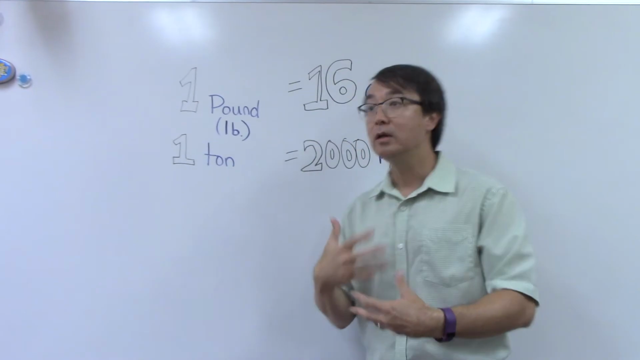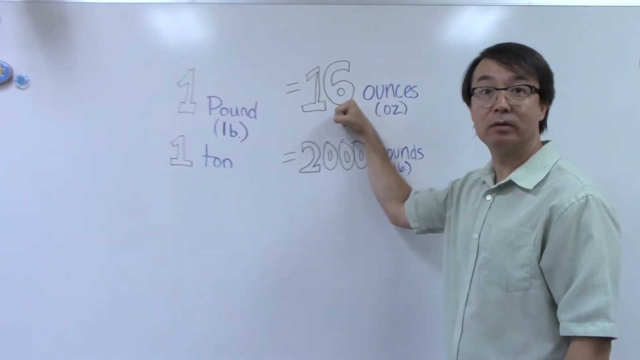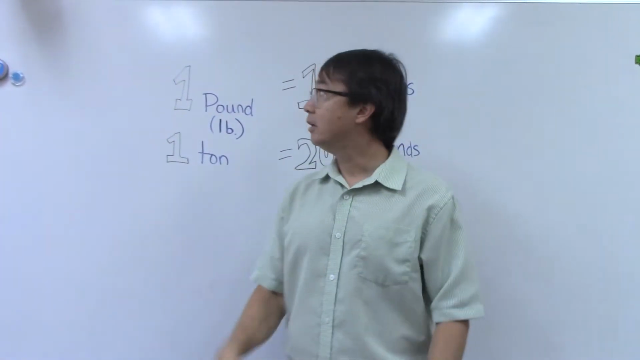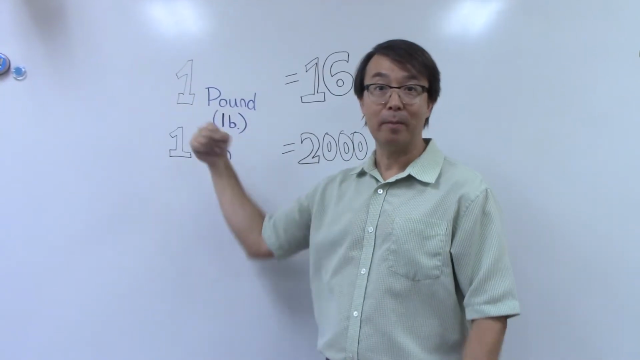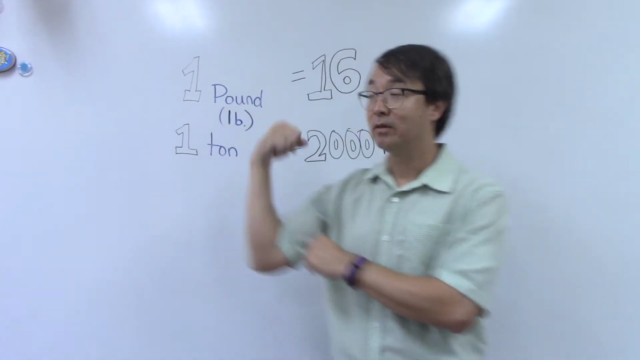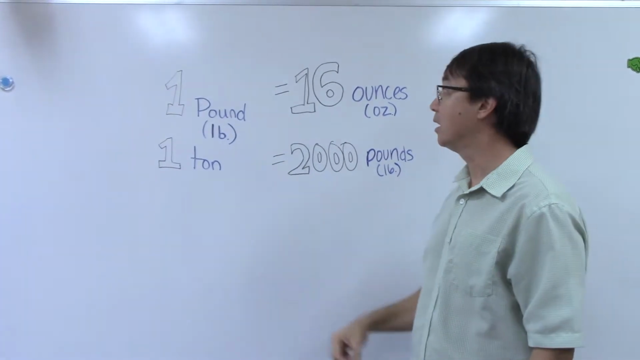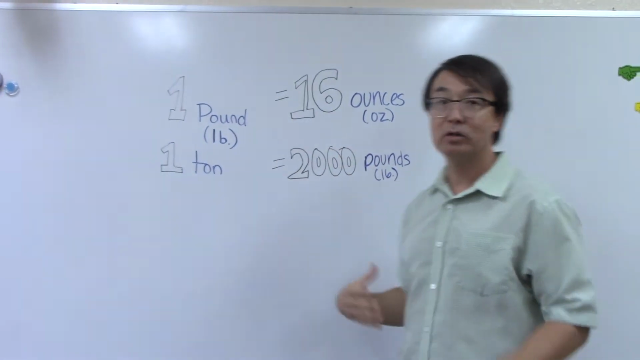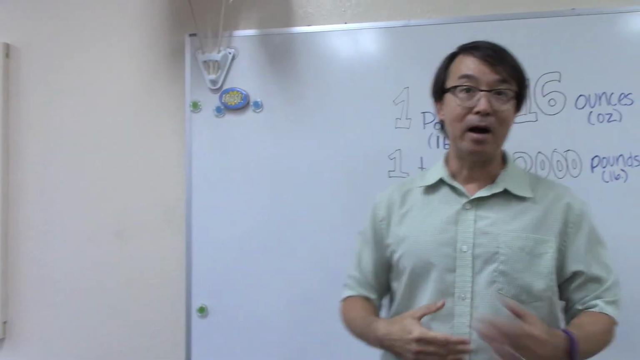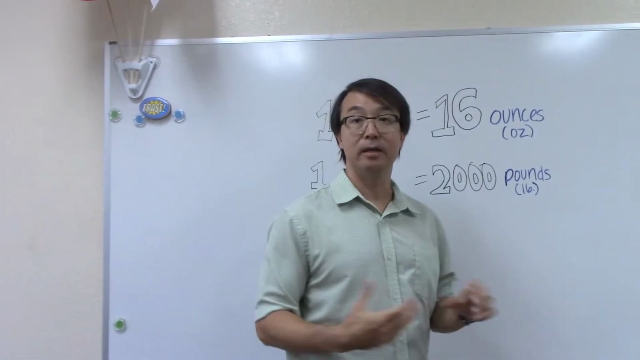when I eat my food, it's in ounces. My weight is in pounds. How much can I pick up? Tons. Okay? Ounces, pounds, and tons. So we're going to do a little conversions of ounces, pounds, and tons.